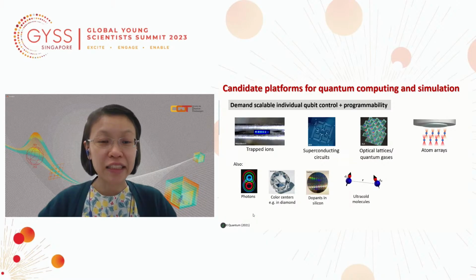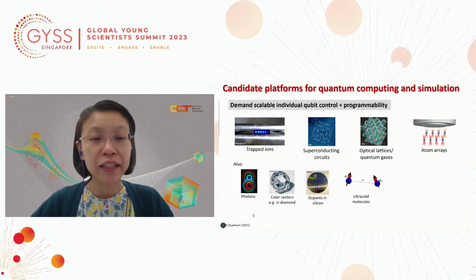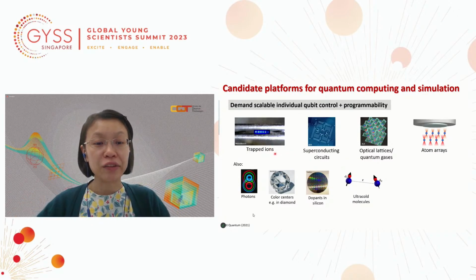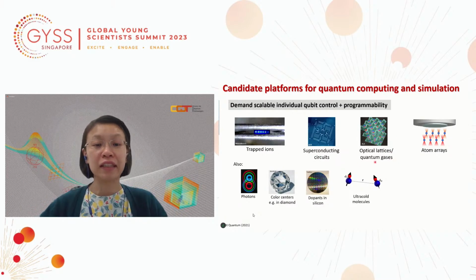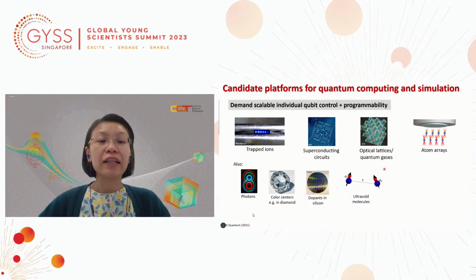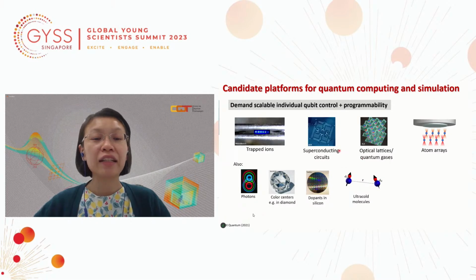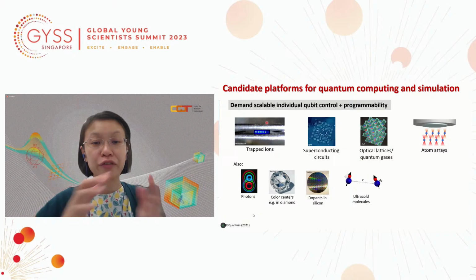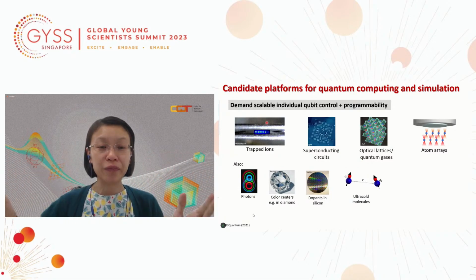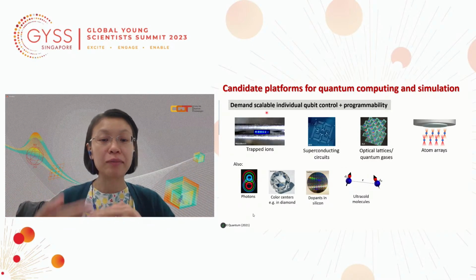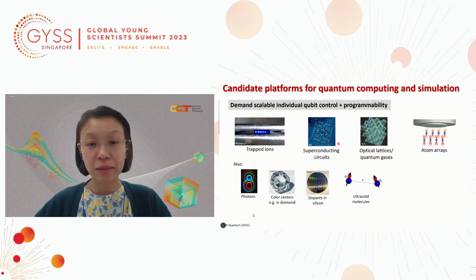So here is a list of some of the very promising candidate platforms for quantum simulation and eventually for quantum computing. You've got trapped ions and superconducting circuits as two of the big candidates. And of course, you've got optical lattices, quantum gases, photons, and so on. Now, each of these platforms demands being able to control the individual quantum bits in a scalable manner, because remember, we need to eventually scale this up to hundreds, thousands, millions. And you need to program them in some way. So there must be some inherent degree of programmability of these platforms.